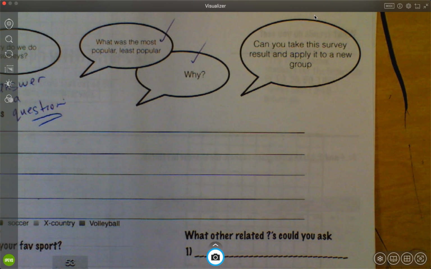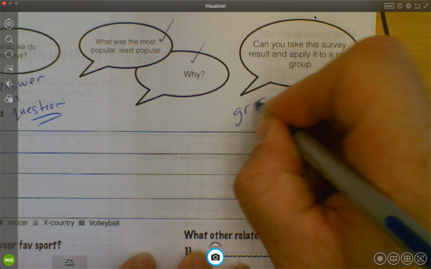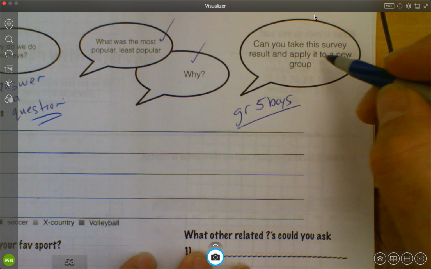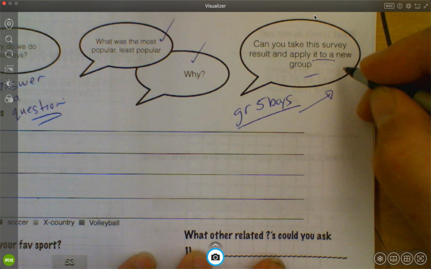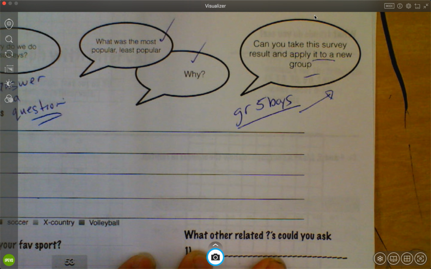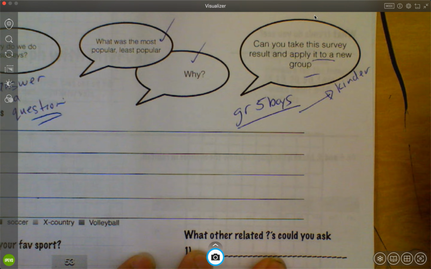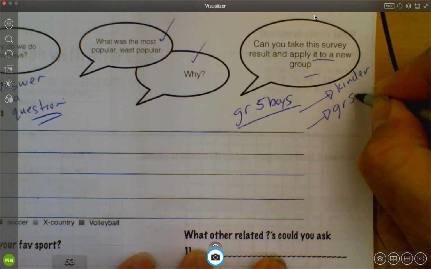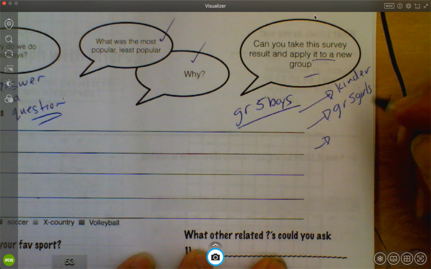And also, this is more a grade 5 issue, but if you asked grade 5 boys a question, could you apply that to a different group? Like, who could you apply it to? If you got the information about what their favorite sport was, for example, could you apply that to the kinders in our school? Could you apply that to grade 5 girls in our school? Could you apply that to adults?